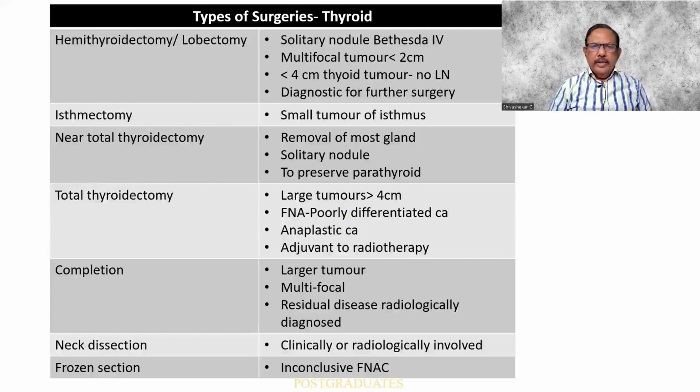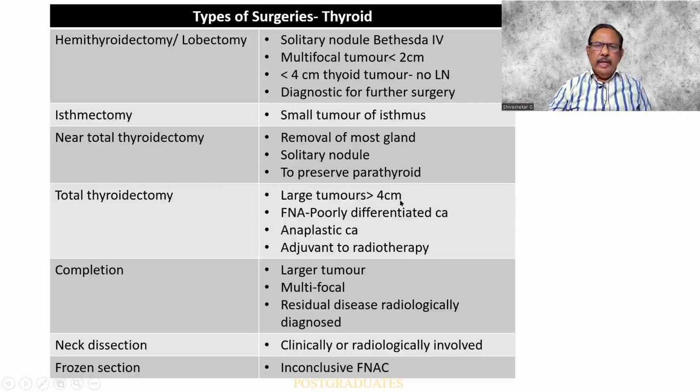The types of thyroid surgery and their indications are again given in a tabular form. I would like you to kindly go through it. Hemithyroidectomy or lobectomy, for example, in Bethesda score 4, and also if the nodule is small, where we are convinced that lobectomy alone will be sufficient. Sometimes it is done for further histological diagnosis. Isthmectomy is done when a small nodule is confined to the isthmus alone. Near total removal of most of the gland is done in a case of a large nodule, and also to preserve the parathyroid, as I had mentioned.